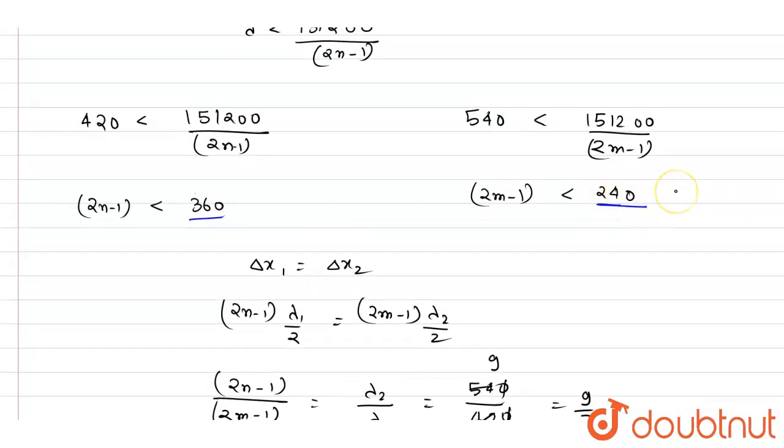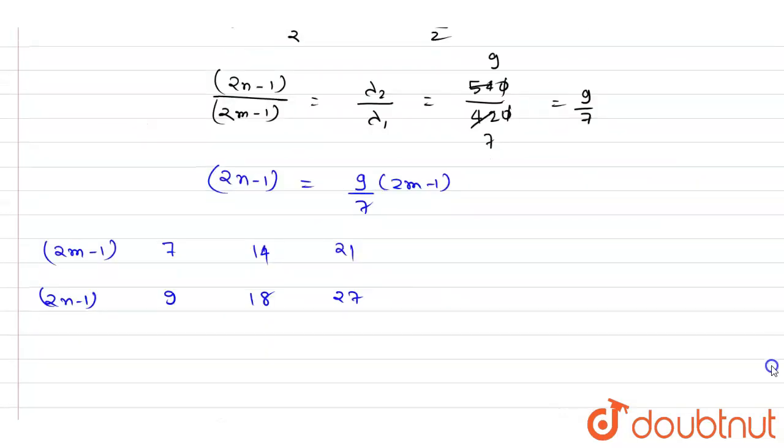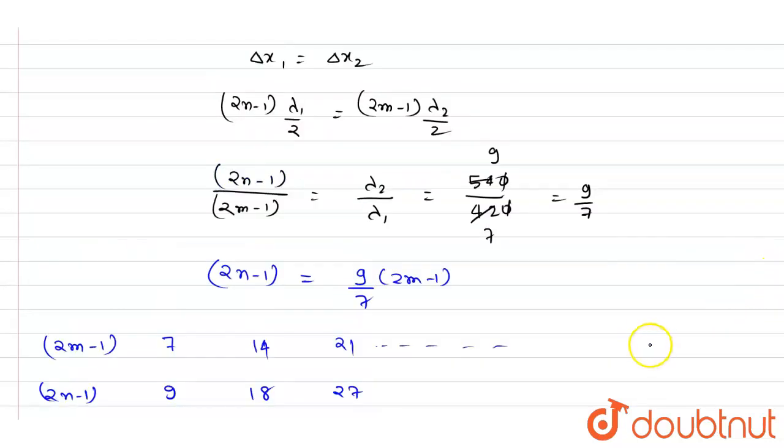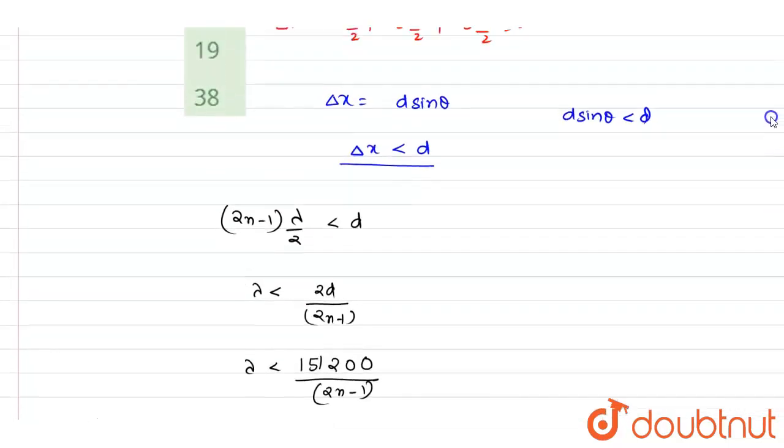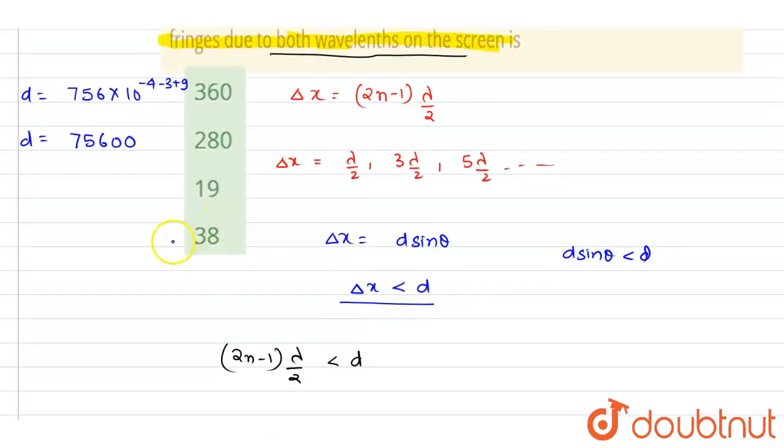You can check for the number which is divisible by 7 just before it. When it is 238, 238 is divisible by 7. If you divide it by 7, you will get 34, and 34 into 9 gives this. Now you can check the options. The total number of minima forming is 38. D is the correct option. Thank you.